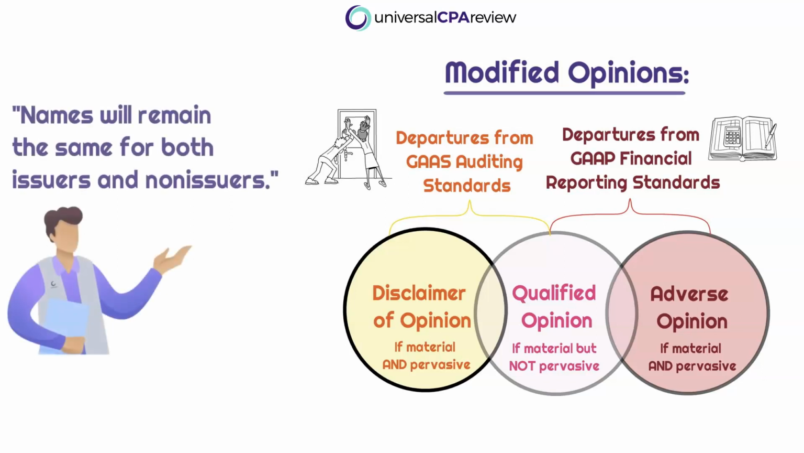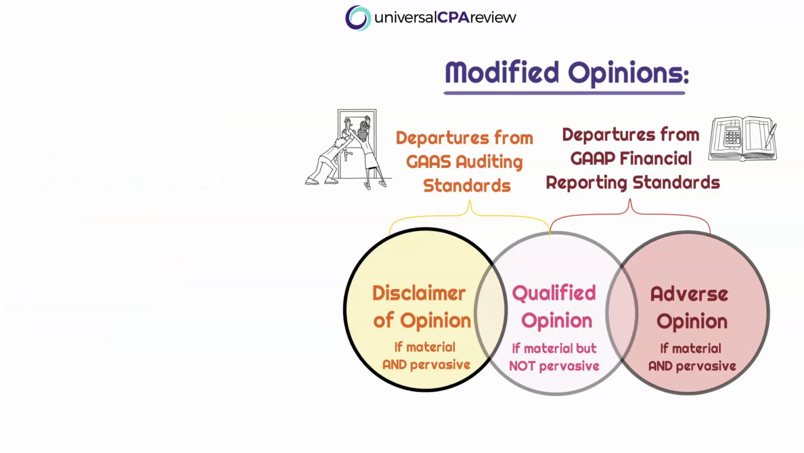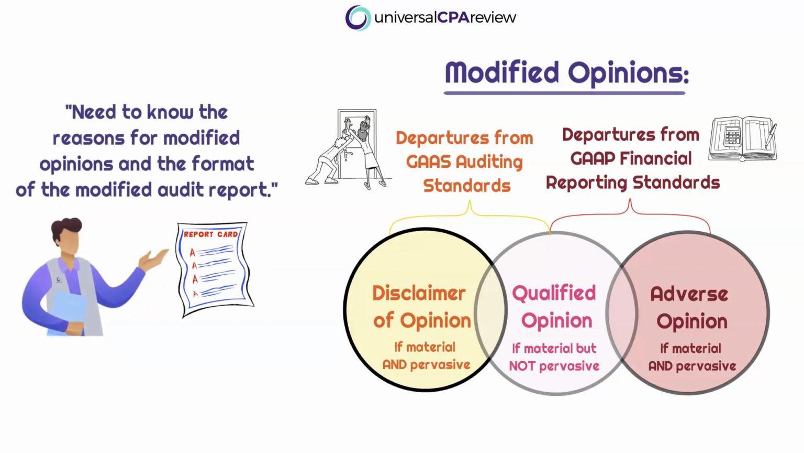Okay, so the good news is these names of modified opinions will remain the same for both issuers and non-issuers. Okay, so we need to know the different situations that would result in either a qualified opinion, an adverse opinion, or a disclaimer of opinion. And similar to what we talked about in our unmodified opinion module and our unqualified opinion module, we need to know the formats of the audit report if we are issuing an opinion that is going to include a modification. Okay, so while the names of these modified audit opinions will remain the same for both issuers and non-issuers, the format of these two types of reports will be a little bit different for each. Okay, so let's dig into what we need to know for the exam.